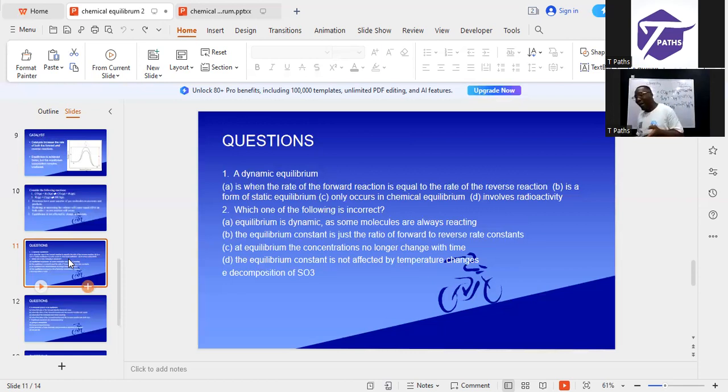The answer is what? Dynamic equilibrium is when the rate of the forward reaction and the rate of the backward reaction are equal to each other. I even said that earlier today. They are equal to each other. The next question there, which one of the following is incorrect?